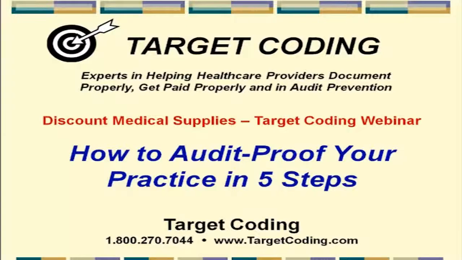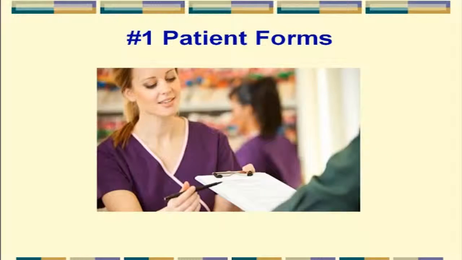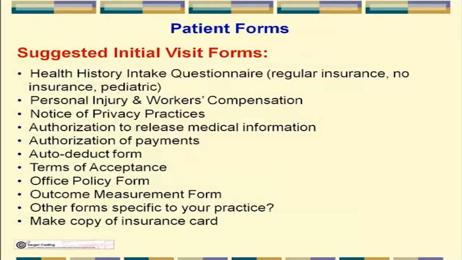As David mentioned, today's topic is how to audit-proof your practice in 5 steps. These are the 5 steps that I feel are vital to figure out and make sure you're doing properly. So you should see them on your screen. Step 1, patient forms. Step 2, treatment plan. Step 3, SOAP notes. Step 4, CPT and diagnosis code linking and pointing. And Step 5, cash plans and financial needs. So let's begin with Step 1, patient forms.